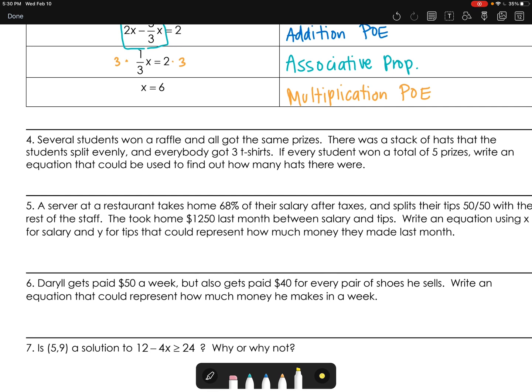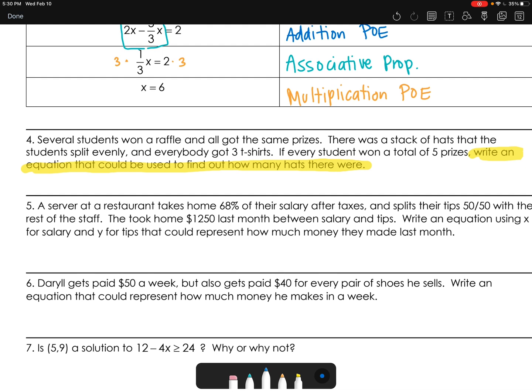Several students won a raffle and all got the same prizes. There was a stack of hats that the students split evenly, and everybody got 3 t-shirts. If every student won a total of 5 prizes, write an equation that could be used to find out how many hats there were. Okay, every student won a total of 5 prizes. So it looks like what I'm dealing with is hats and t-shirts. The goal of this problem is to write an equation that could be used to find out how many hats there were.